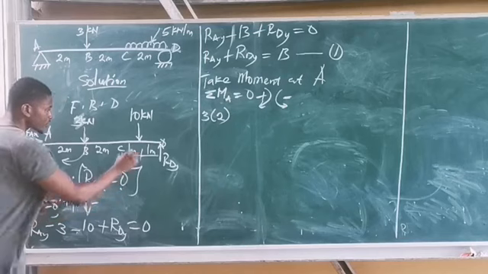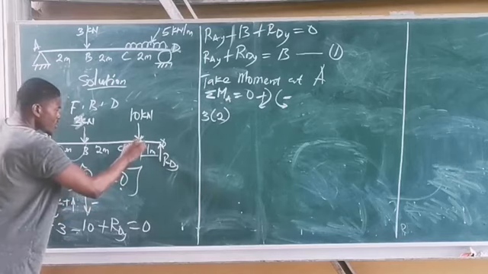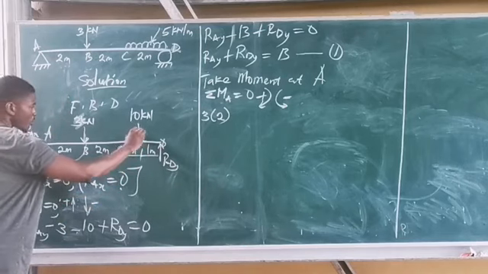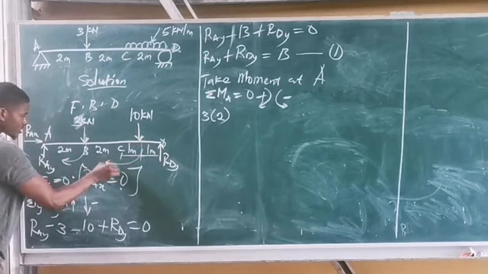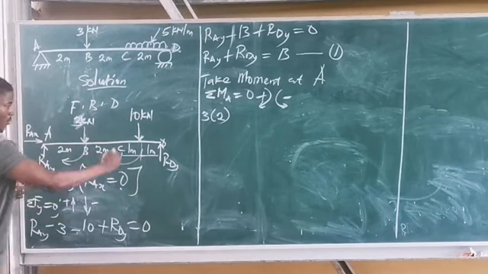Similarly, the 5 kilonewtons force is pointing downwards. Moment of this force about point A will also move in this direction. So it is also what? Clockwise.